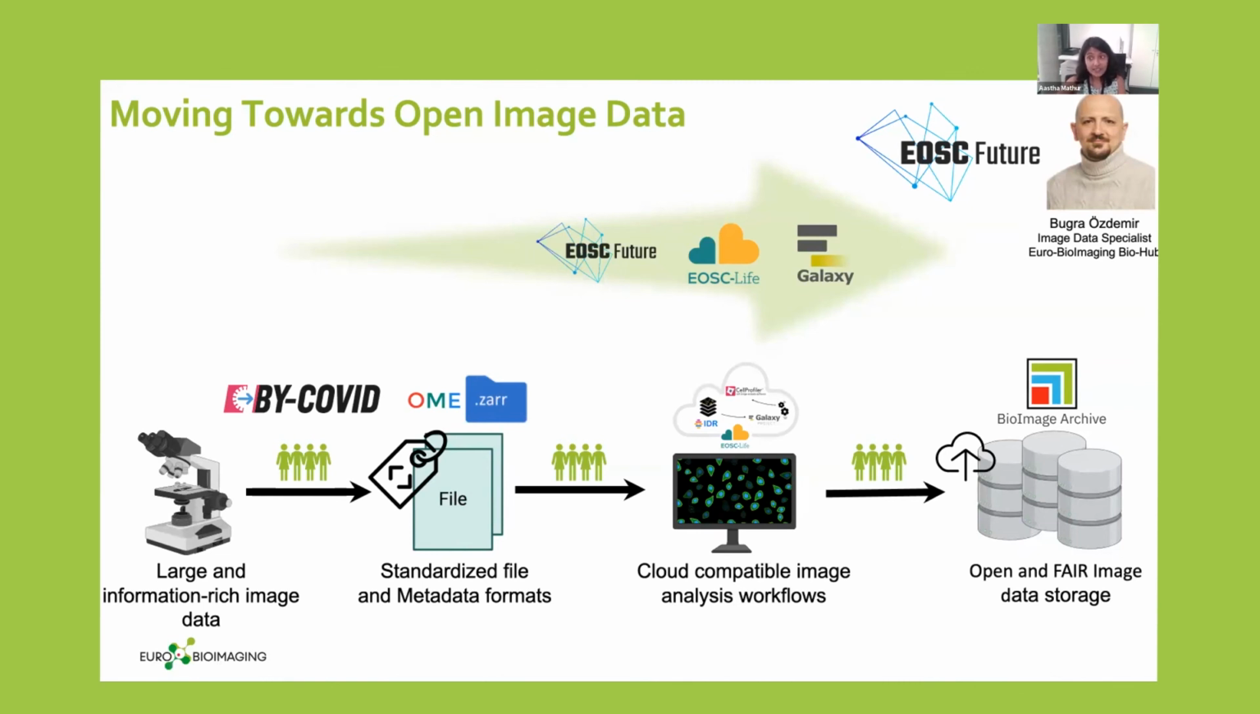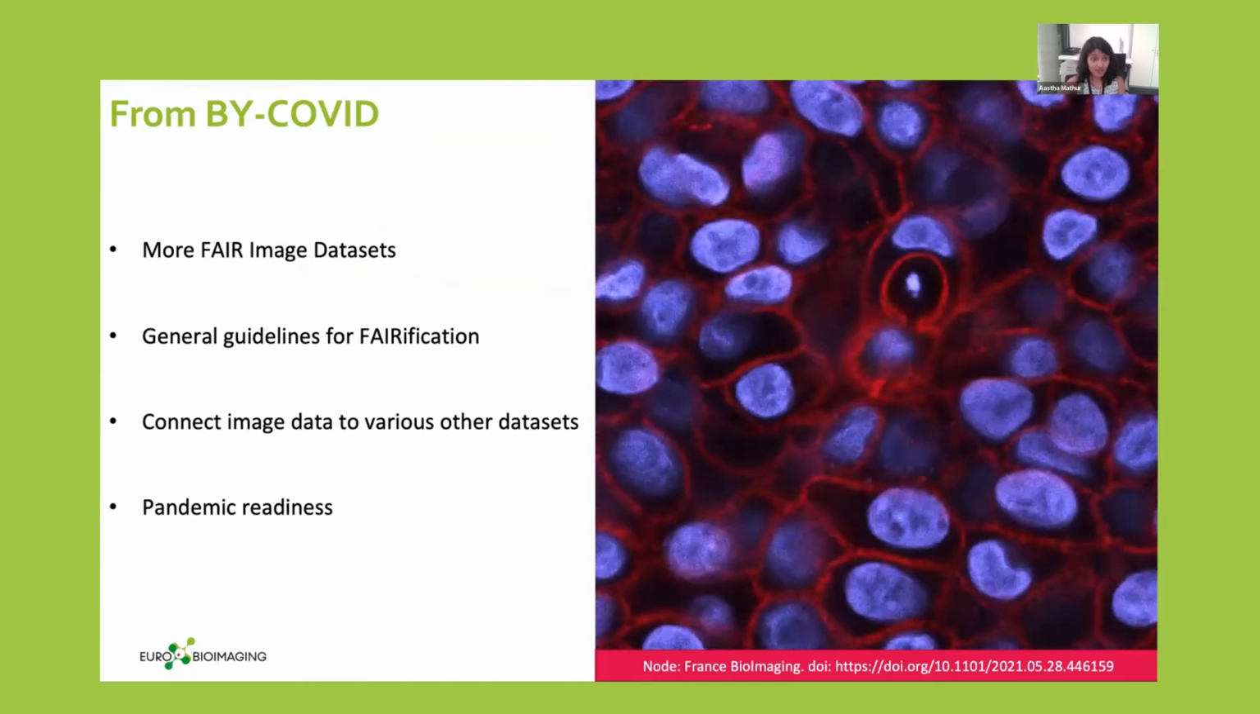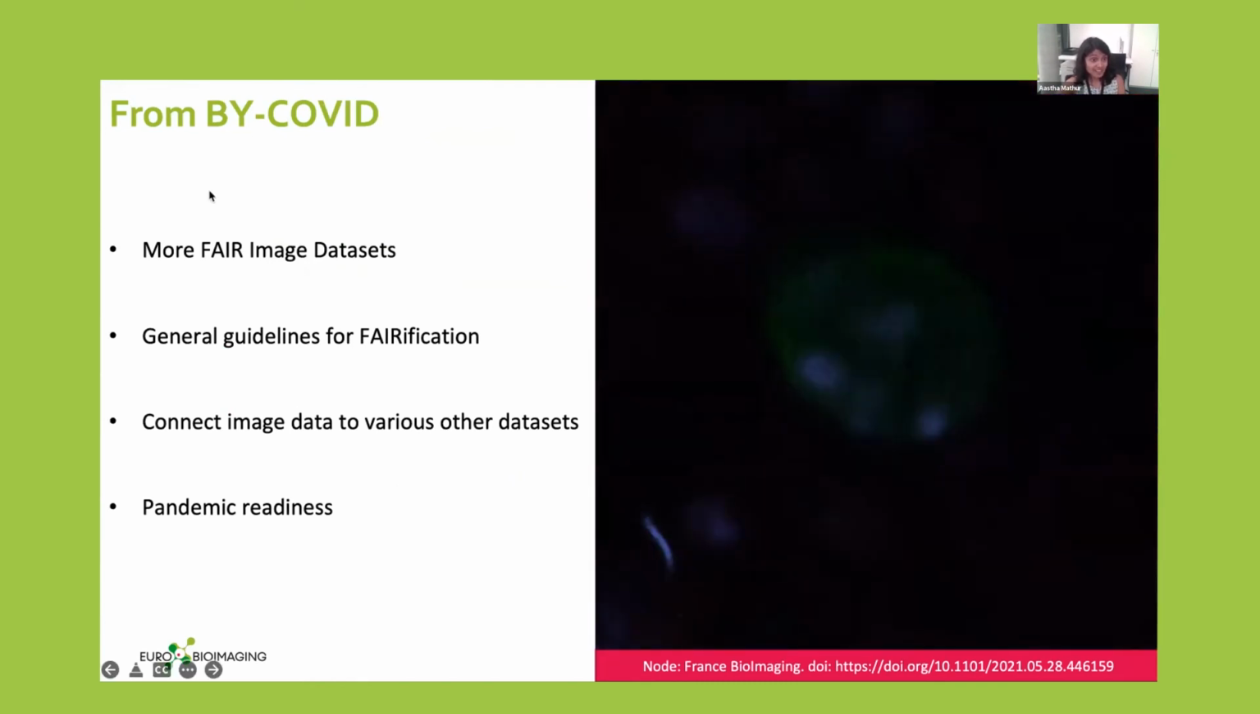So finally, what can we expect to get from the Bicovit project for ourselves? Well, one thing for sure is that we would probably get more FAIR image data sets into the Bioimage Archive, which in general would be beneficial to build future reuse cases on. What we can also get is general guidelines for verification, which will help us to get more and more data sets into the Bioimage Archive, and in a format that is actually conducive to reuse. The other advantage would be to really connect the image data to various different kinds of data sets.